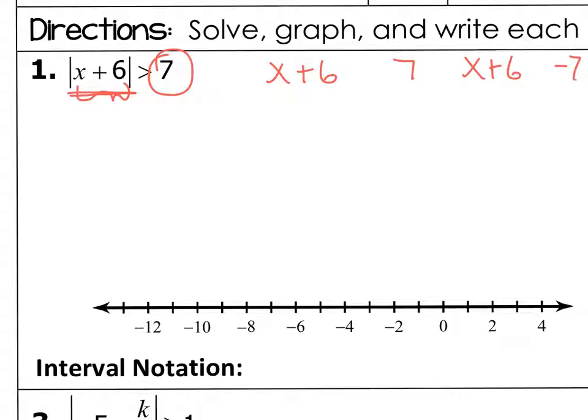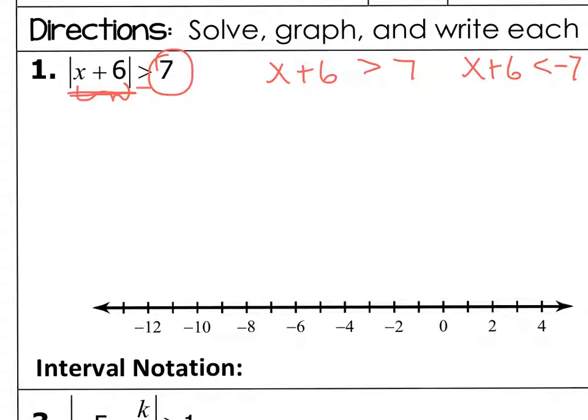Now with inequalities, we have to worry about the inequality sign. On our positive numbers, we always maintain the inequality that's been provided in the problem. So x plus 6 can be greater than 7. But when we're looking at the other side, the negative value, we have to reverse the inequality sign. So in this case, x plus 6 is less than negative 7. And as we work through the problem, you'll notice why that is.